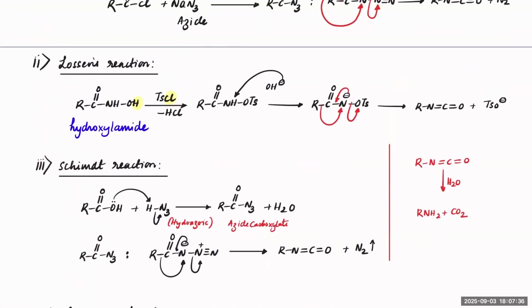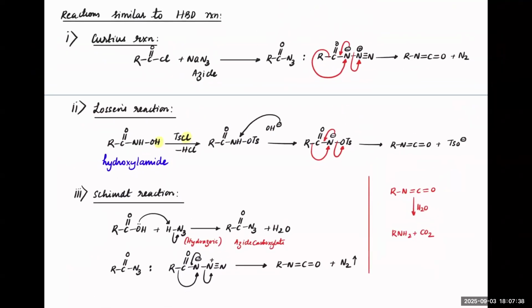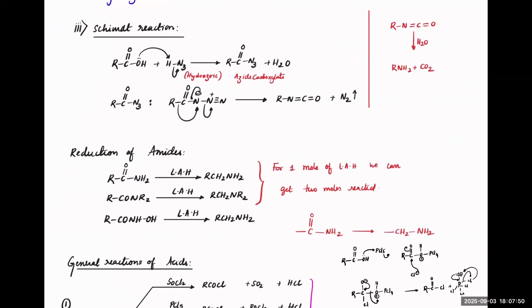Okay. Clear, beta? These are very similar to the Hofmann reaction because they are doing the same job. They are trying to convert into isocyanate. Clear, beta? Right. See the next one.